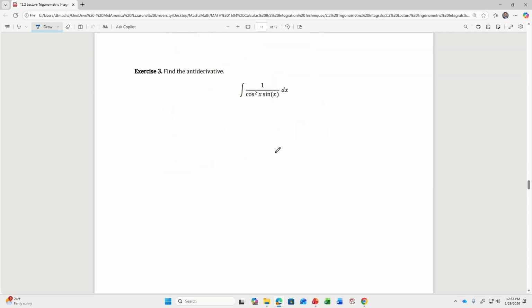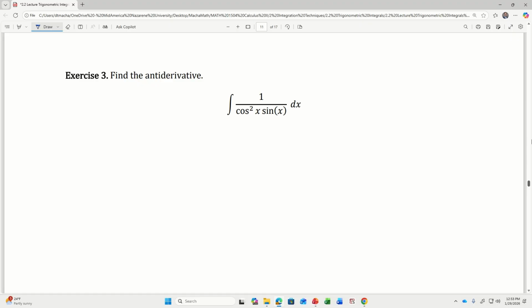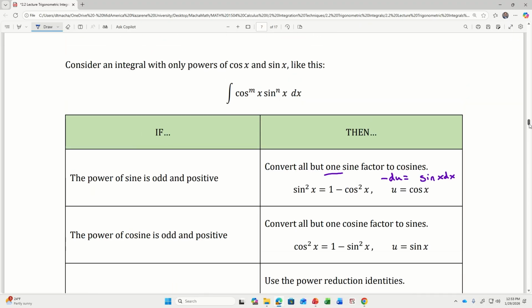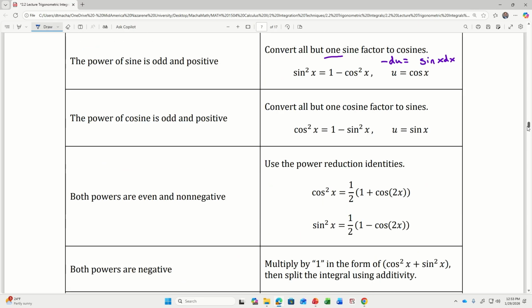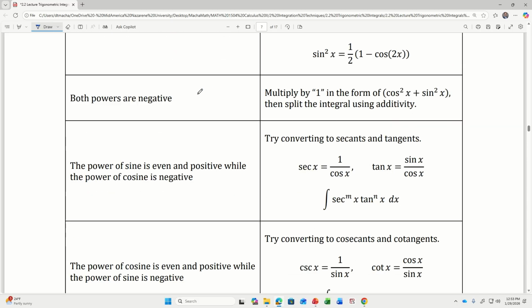So here we go. Let's talk about our table again. The next row in our table says something like, what if the power of sine is not odd and positive? The power of cosine is not odd and positive? What if both powers are not even and non-negative? Well, the next thing you might come across is, what if both powers are negative?